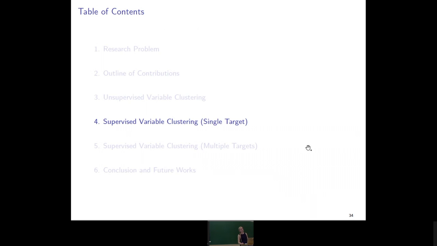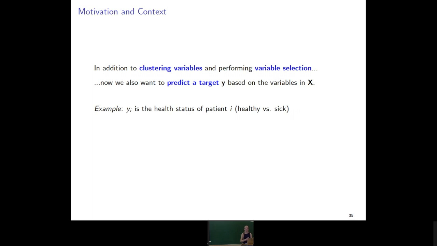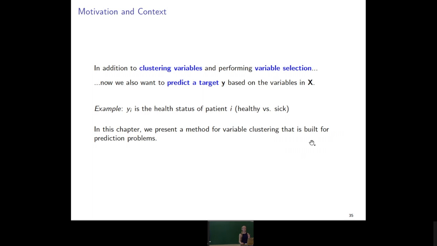Okay, so the next chapter is on supervised variable clustering. Now, in addition to performing variable clustering and variable selection, we have an additional objective, which is to predict target Y based on the variables in our data set. For example, Y could be the health status of a patient. Is the patient healthy or sick? And in this chapter, we have this variable clustering method that's really built for this prediction problem.